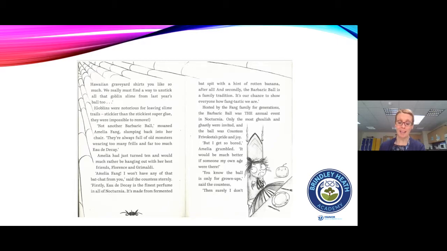Oh, Amelia Fang, I haven't really been clear. Amelia Fang is the character that you are thinking about and writing about today. So any reference, any mention of her in the book is for you to really perk your ears up and think about, what is she like? What does she look like? What does she do? So here we've got the first mention of her.